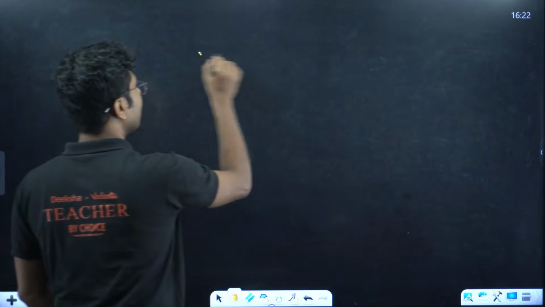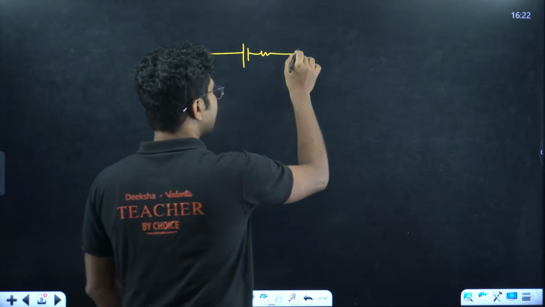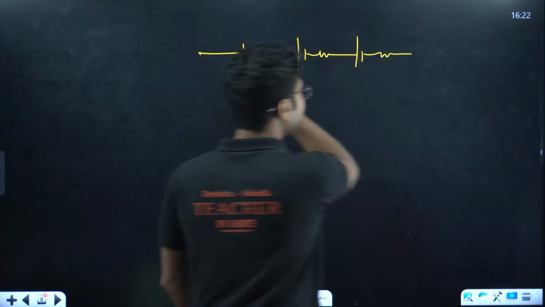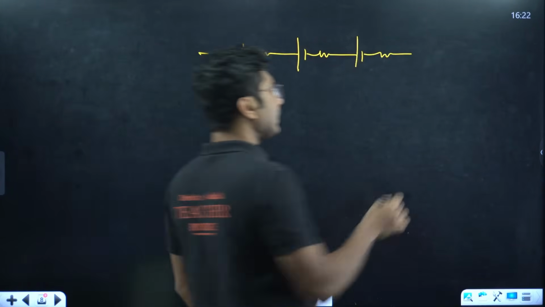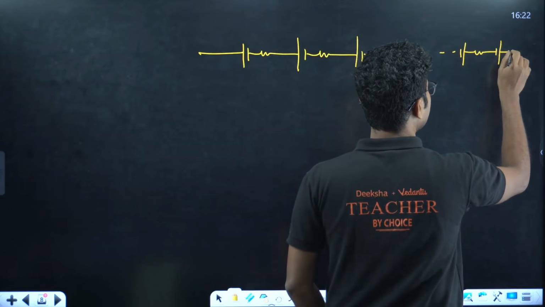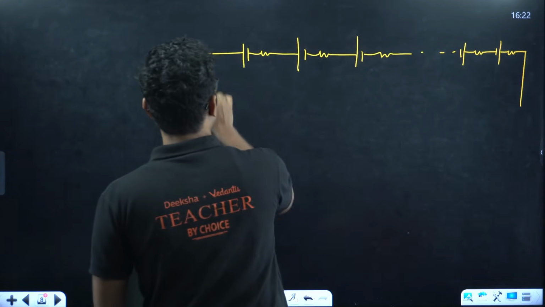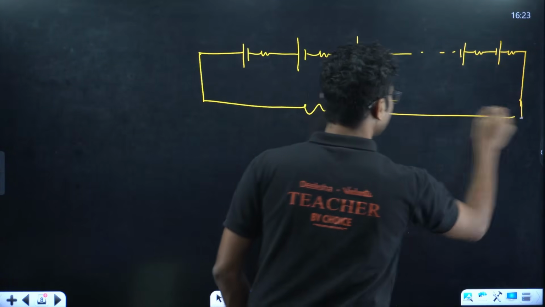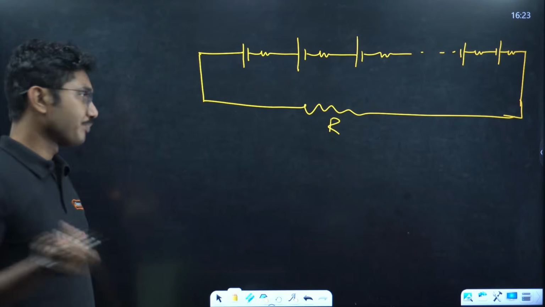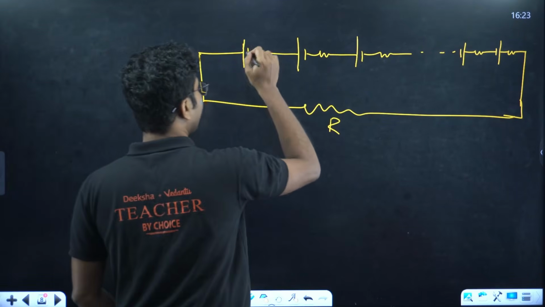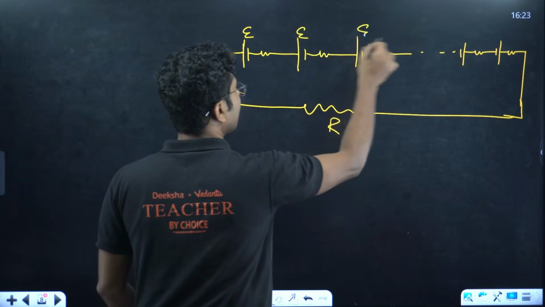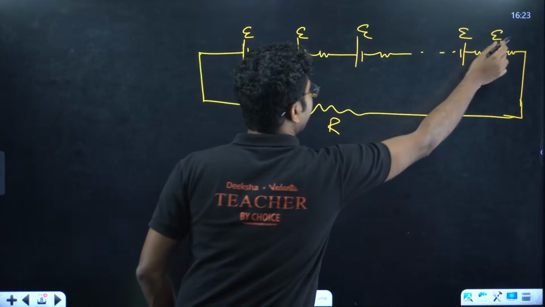Suppose 10 cells are there. Out of the 10 cells, 8 of them are properly connected and 2 of them are wrongly connected. Wrongly connected means they are inversely connected. Now you connect these across a certain resistance capital R. What will be the current? That was a question that came in 2022 or 2023. Each cell has EMF epsilon, and each of them has internal resistance r.